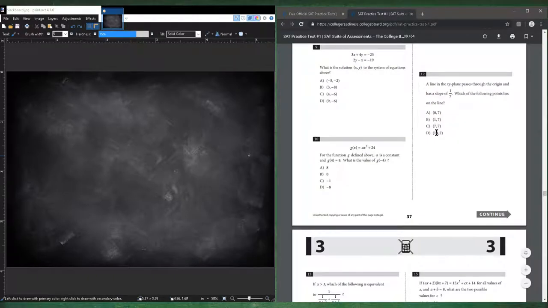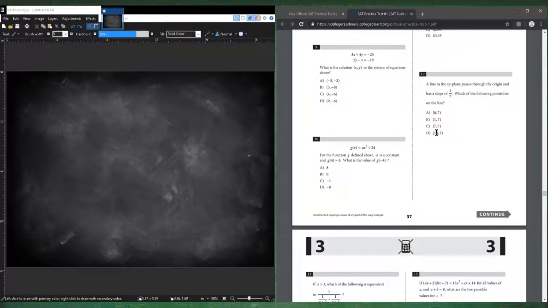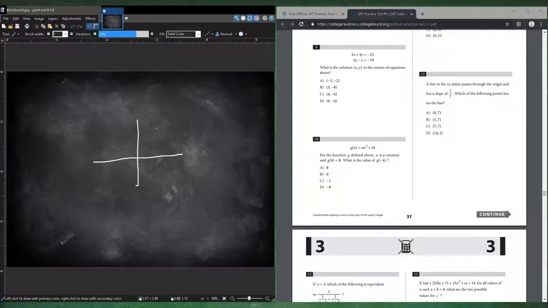Number 12. A line in the xy plane passes through the origin and has a slope of 1/7. Which of the following points lies on the line? Number 12 is a basic graph question on linear equations. If it passes through the origin, it has to go through this point right here. This thing is straight. It might not look like it, but it's straight.